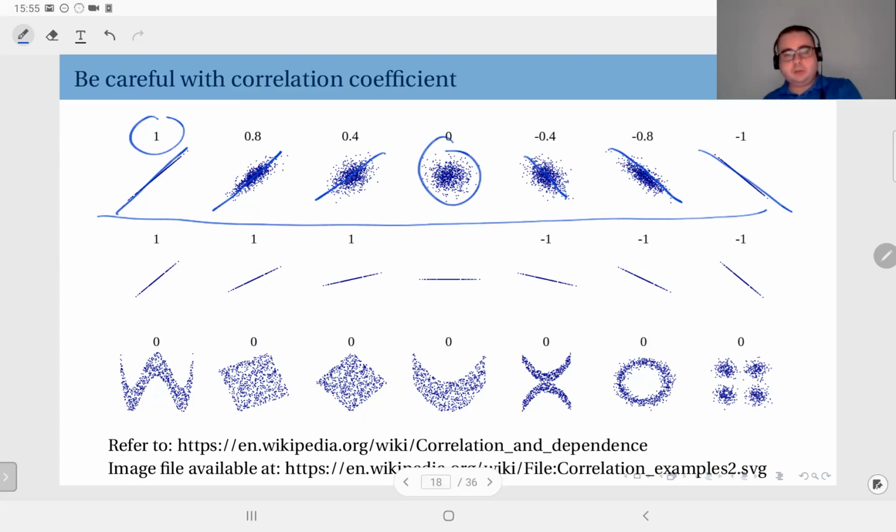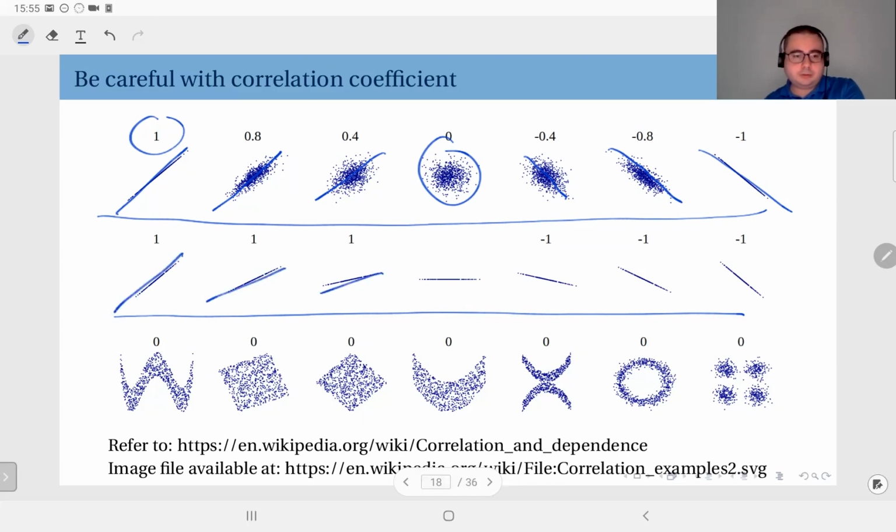But these are not the only cases. When you have the correlation coefficient, this shouldn't be what automatically comes to your mind. First of all, when you have the correlation equal to 1 or -1, you have no idea about the slope of this line. Okay.